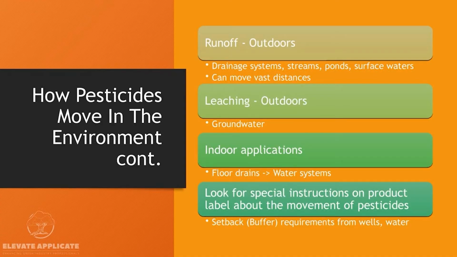Runoff outdoors, you're looking at drainage systems, streams, ponds, surface waters. Runoff can move very vast distances, and that's where it can go. It can go into all these things, right? The drainage system, streams, ponds, any sort of surface water. Leaching, groundwater, that's mainly what we're concerned with, is pesticides getting into our drinking water. We do not want that. Indoor applications, you might have floor drains. You could have water systems.